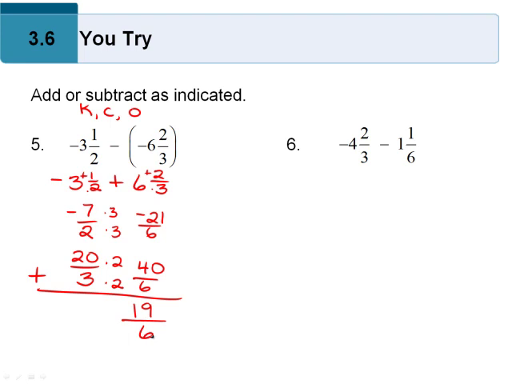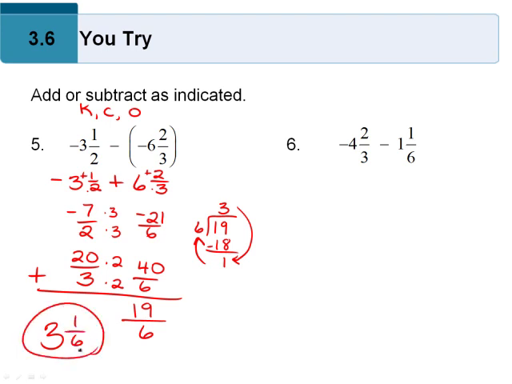Okay? So I would probably go ahead, change it to a mixed number. 19 divided by 6 goes 3 times. That's 18, and that leaves 1. So there's your mixed number, 3 and 1/6. That's it for that one.